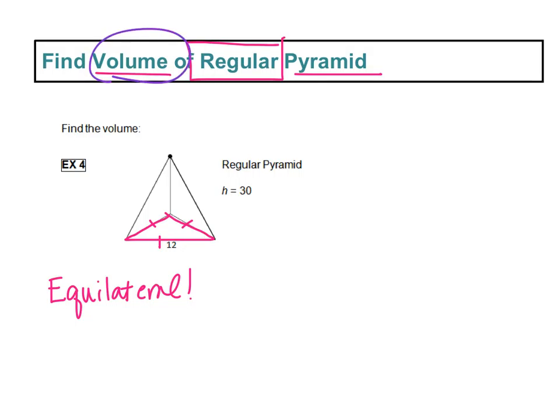They said find the volume of a regular pyramid. So our volume formula is still the same. So 1/3 times the area of the base times the height. All right, well now we're going to get into the area of that base.